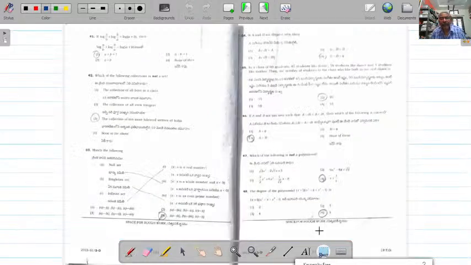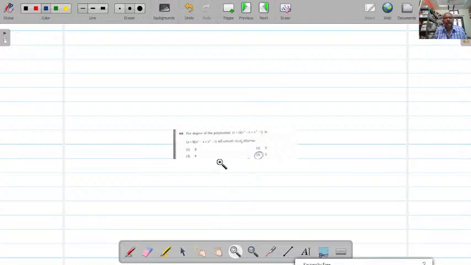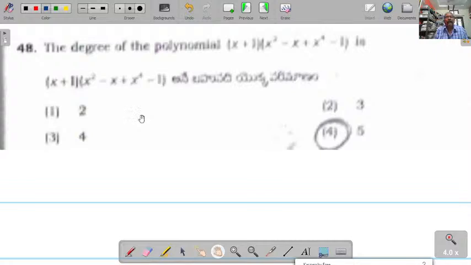48th question. Now I am going to complete this paper. I have done it in 3 parts. All of you watch the previous parts also.